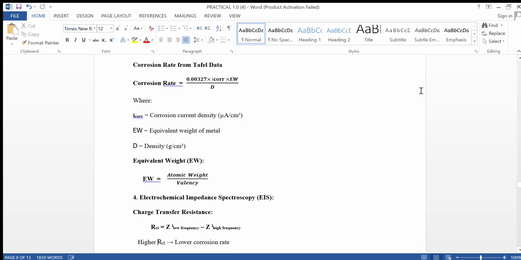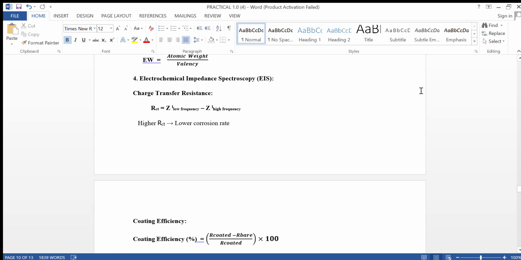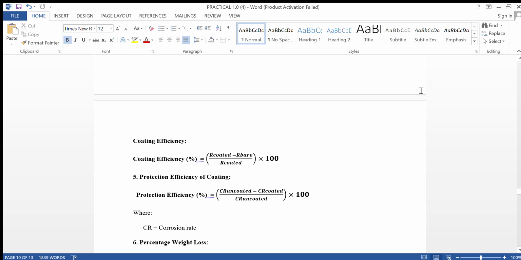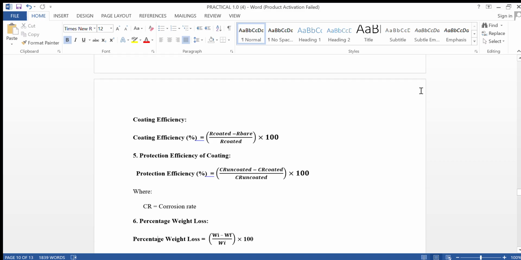Fourth one is electrochemical impedance spectroscopy, EIS. Charge transfer resistance: R_CT equals Z at lower frequency minus Z at higher frequency. Higher R_CT means lower corrosion rate. Coating efficiency in percentage equals R_coated minus R_bare over R_coated, multiplied by 100. This is its formula. Protection efficiency of coating, we have its formula, where CR is the corrosion rate.